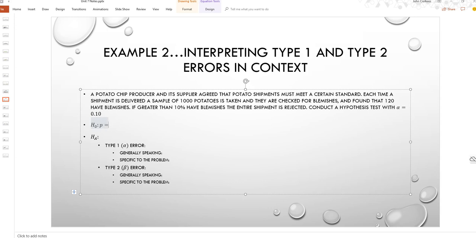So our null hypothesis is always equal to. So here, that criteria we're saying is 10%, right? So we're assuming it's 10%. So we're going to go ahead and list that as a decimal. And then our alternate hypothesis here. So in this case, we're saying if it's greater than 10%, it gets rejected. So let's go ahead and set that up as a greater than problem.